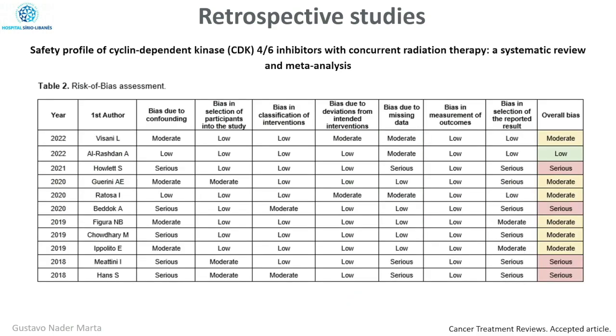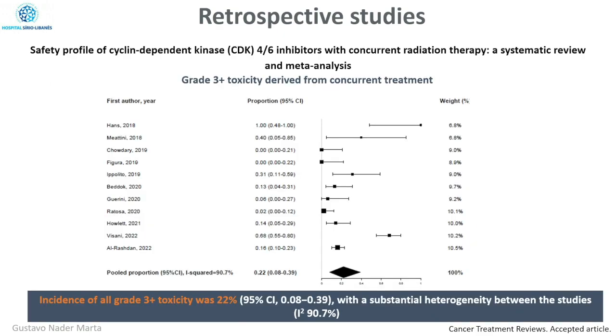The risk of bias assessment is summarized in this table, and 10 studies were classified as having moderate or high risk of bias, and only one study was classified as having low risk of bias. In this forest plot, we can see the grade 3 or more toxicity from the concurrent treatment. And the incidence of all grade 3 or more toxicity was 22%.